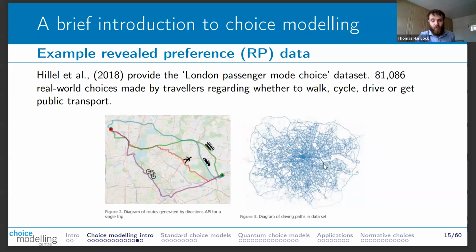So for example, in this data set, we could see that there was a clear bias against choosing to cycle in winter. Evidently, people are more likely to cycle in the summer. That's not at all surprising, and we could see that in our model results.